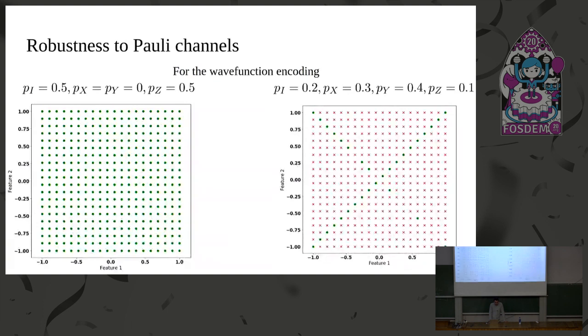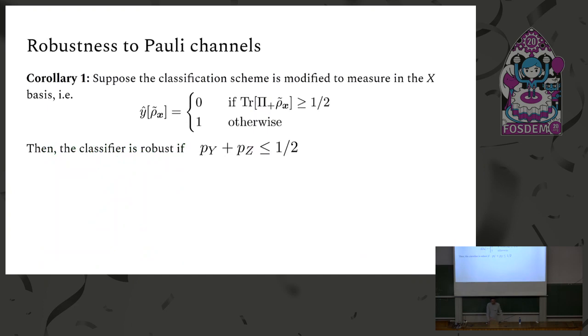So that's one result, and this is an example illustrating that. On the left, we have a Pauli channel in which px plus py is less than a half. And here the points are colored green if they are robust. That is, the noisy classification and noiseless classifications agree. And all the points are robust here, as we would expect from the last result. And on the right, you're seeing an image where that condition is not satisfied. So here, px plus py is not less than or equal to a half, and we have points that are misclassified here. So those are the red x's. I hope that's visible. So it's interesting that not all points are misclassified, only some of them are, and I'll get to that in a few slides. I'll skip these corollaries.